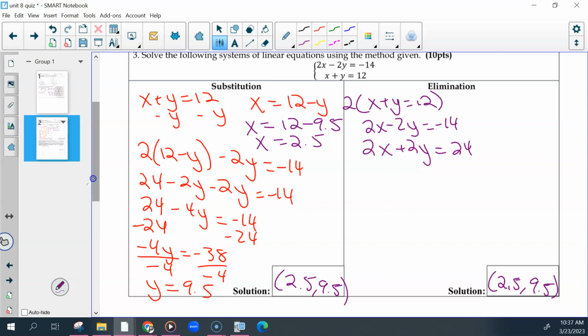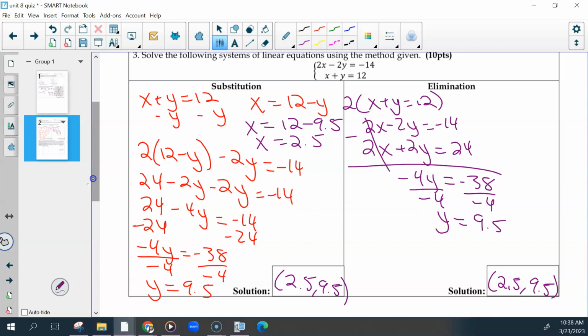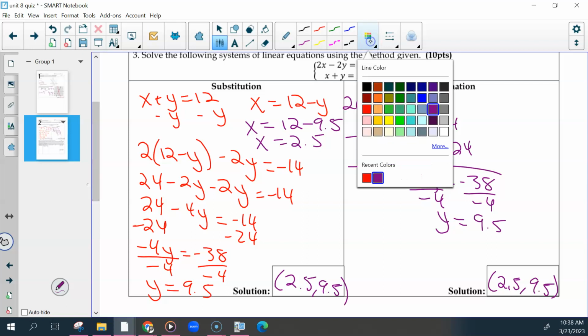But let's say we were getting rid of the x's, we would subtract. -2 minus 2 would give us a -4y. If you had those flipped, you would get a positive 4y, so either or does not matter. -14 minus 24 is -38, and then that would have given us the same thing. At this point, if you wanted to, you could have not done the other piece of work, not put this back in because it would have been the same thing, or you could have done either. I gave you credit for both.